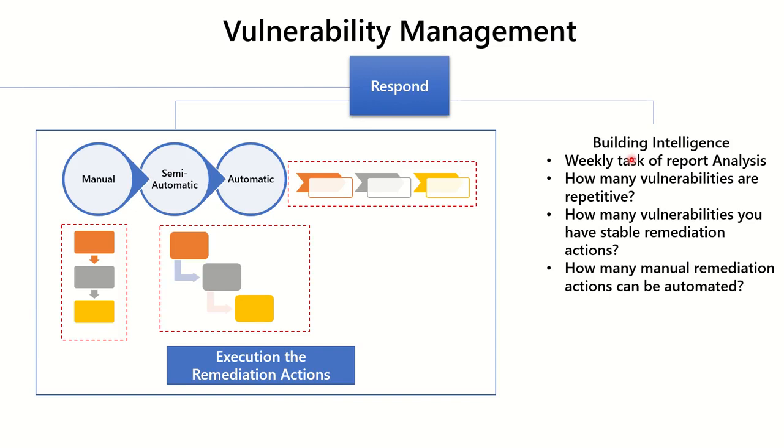Every time you will find something new that can be introduced. So it's a very productive, very efficient journey that will help you to build a lot of intelligence. Some examples: by this stage, you will for sure know how many vulnerabilities are repetitive, and how many vulnerabilities have a stable remediation action. If in the first month wherein you started defining this process there were some remediation actions which were manual, now it is your responsibility to make sure that they get automated if they have stable remediation actions.